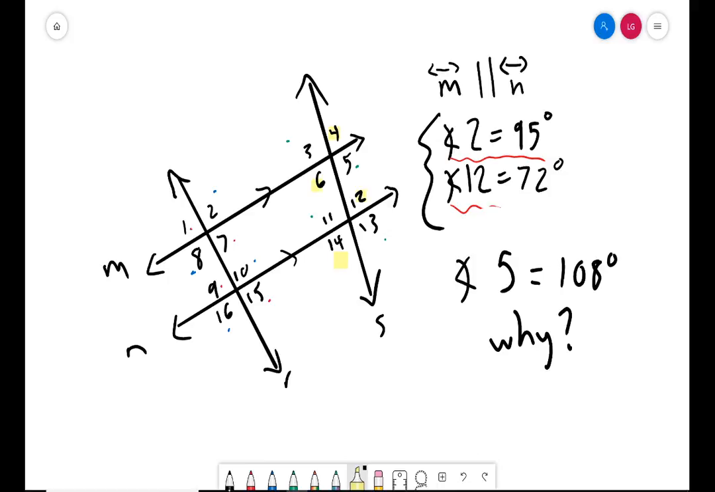Using different colors. So the reds are equal, the blues are equal, the greens are equal, the yellows are equal. Okay. Very good.